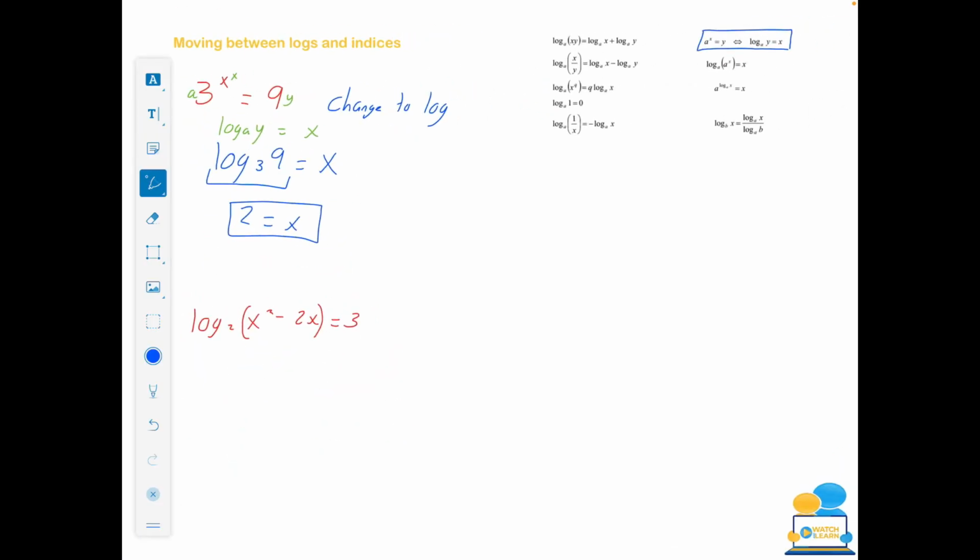Now we may have been able to spot that anyway. 3 to the power of x is equal to 9. X has to be 2. But that was an easy example. You'll need to be able to do more difficult ones where you won't be able to spot it straight away.